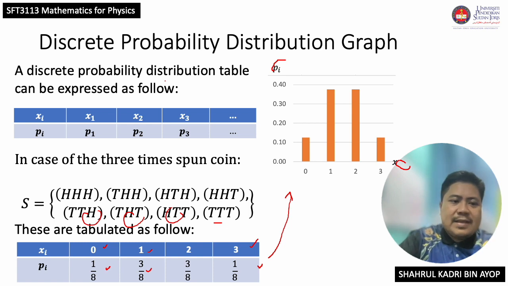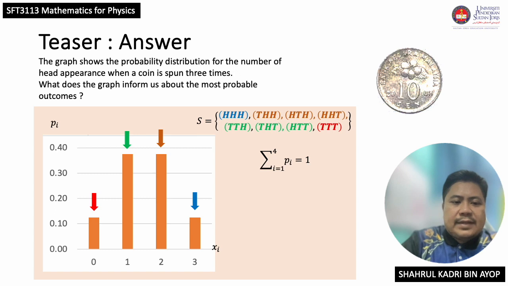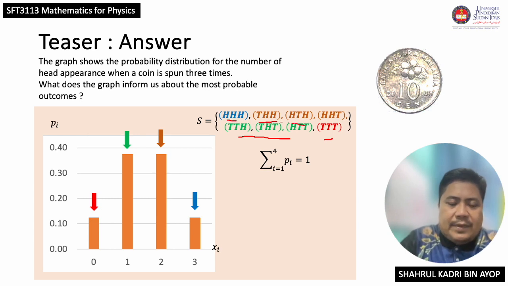Let's return to our teaser at the beginning of the video. What does this graph inform us? These 0, 1, 2, 3 represent the number of heads. This is 0 heads appearing. Then this is 1 head appearing, presented by this green bar. And this is 2 heads appearing, and then this is all of them appearing.